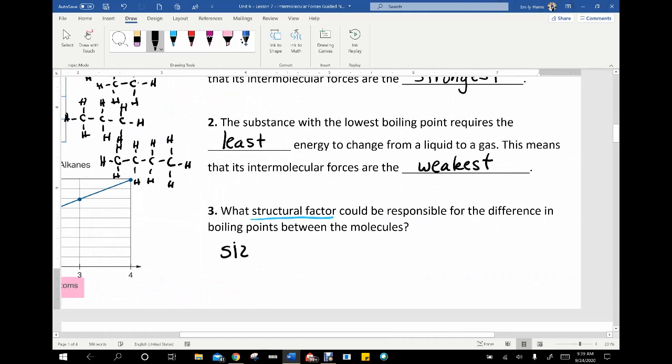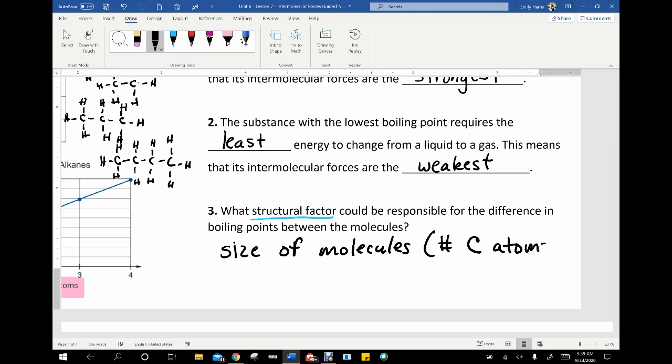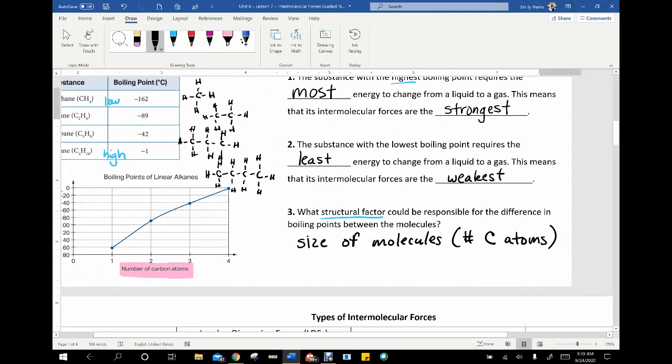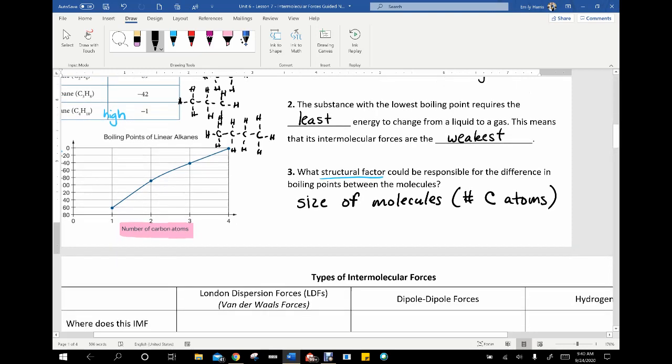So what we're going to put is the size of the molecules seems to be affecting the forces, which in turn affects the boiling point. So the size of the molecule, and specifically here the number of carbon atoms. As you add one more carbon atom, the molecule kind of grows. Now what we're going to find is that this effect of the size of your molecule is actually going to have a specific name to it. It's going to be a specific type of intermolecular force.